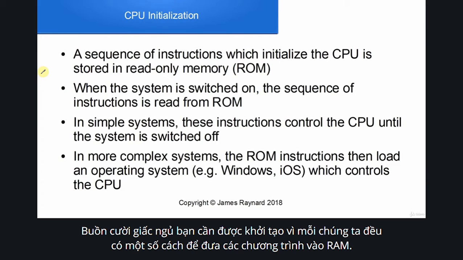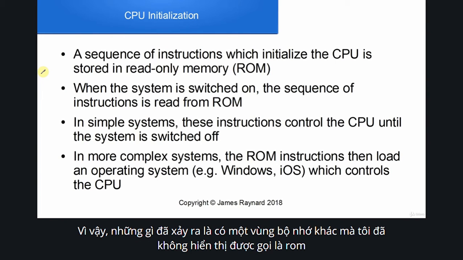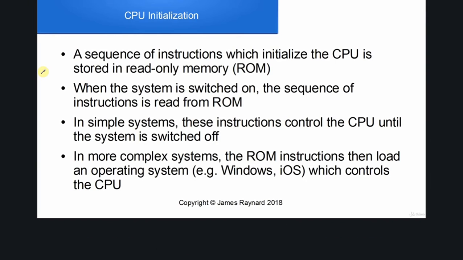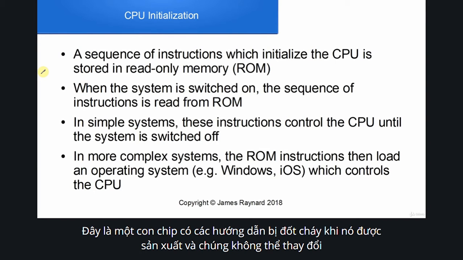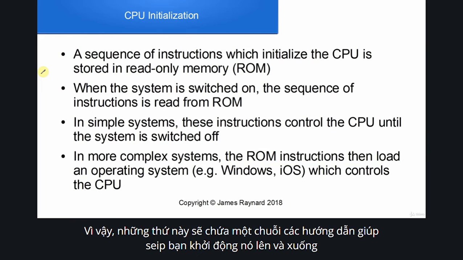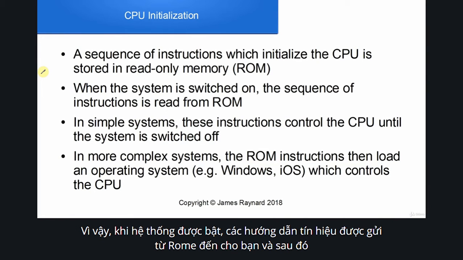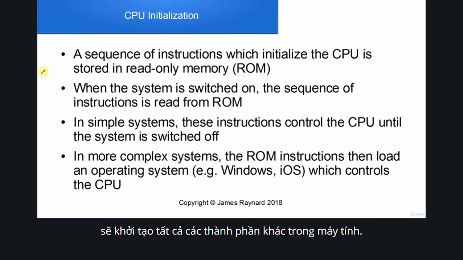Right, finally the CPU needs to be initialized, as we need to have some way of getting programs into RAM. So there's another area of memory which I haven't shown, which is called ROM, or read-only memory. This is a chip which has the instructions burnt into it when it's manufactured, and they can't be changed after that. So these will contain a sequence of instructions which get the CPU started up and initialized. When the system is switched on, the sequence of instructions is sent from ROM to the CPU, and that will initialize all the other components in the computer.